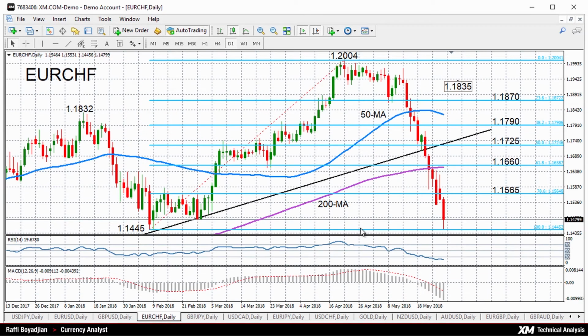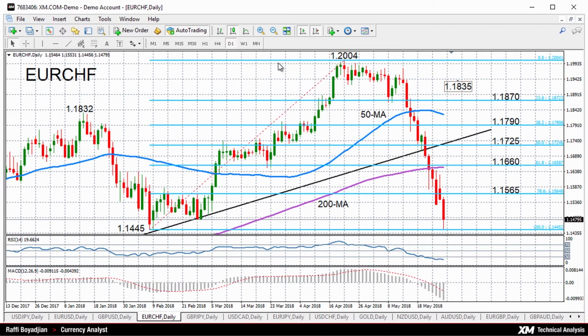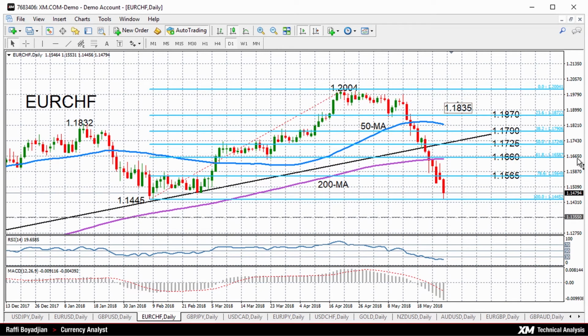And our final pair for today, the euro-Swiss franc. We can see that prices have crashed below that longer-term ascending trend line. Prices have now matched the low from back in January of 1.1445. They reached 1.1446 today. That's the swing low from earlier in the year.